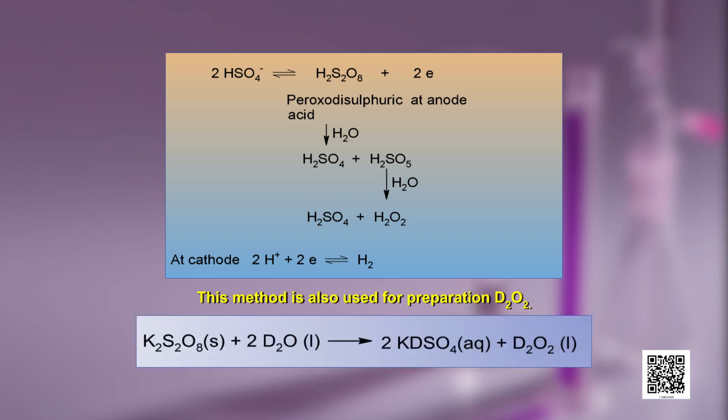This method is also used for the preparation of D2O2, the parallel compound to hydrogen peroxide where hydrogen has been replaced by deuterium, and the reaction is K2S2O8 plus D2O giving us 2KDSO4 in aqueous medium plus D2O2 liquid.